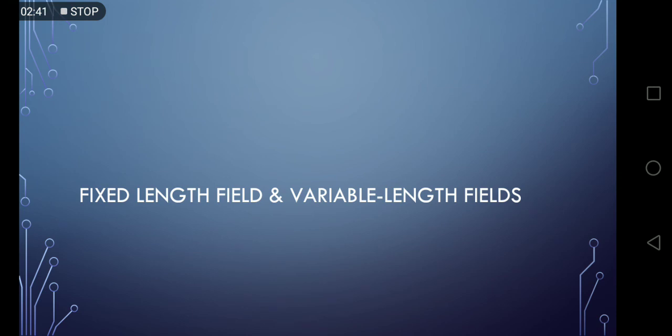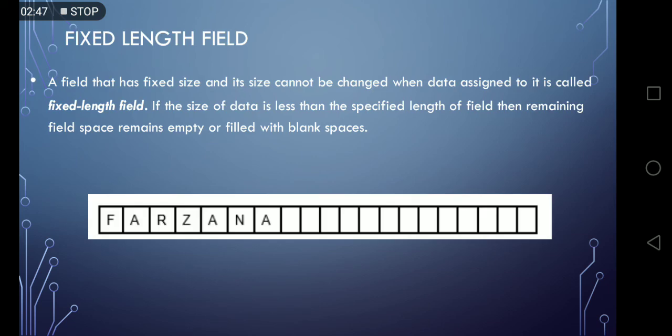Fixed length field and variable length field. A field that has fixed size and its size cannot be changed when data assigned to it is called fixed length field. If the size of data is less than the specified length of field, then remaining field space remains empty or filled with blank spaces.